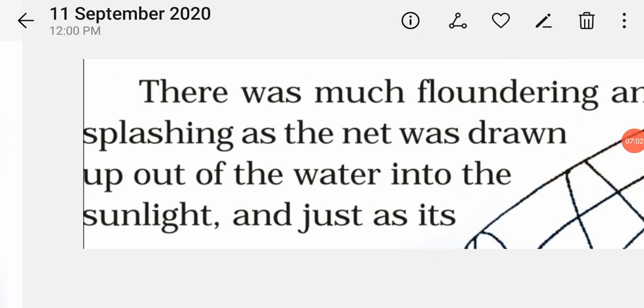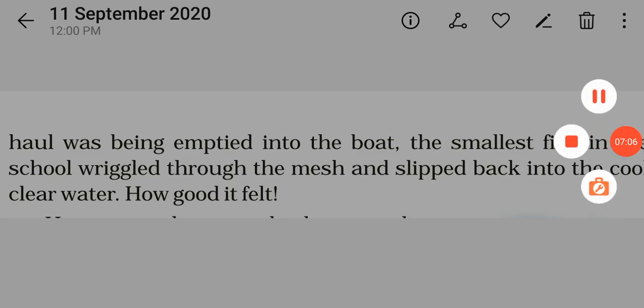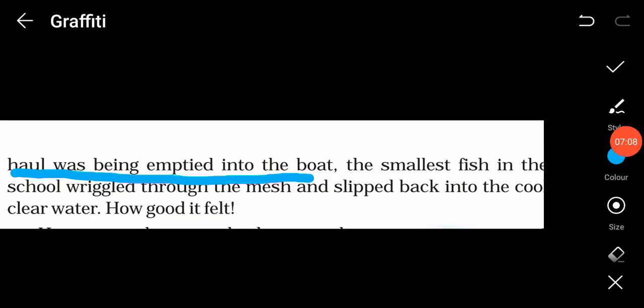And just as its haul was being emptied into the boat. So here the word haul means the catch which was there, the group of fish which they had caught. That catch is called a haul. So the haul was being emptied into the boat. The reward of the fishing was being emptied in the boat.